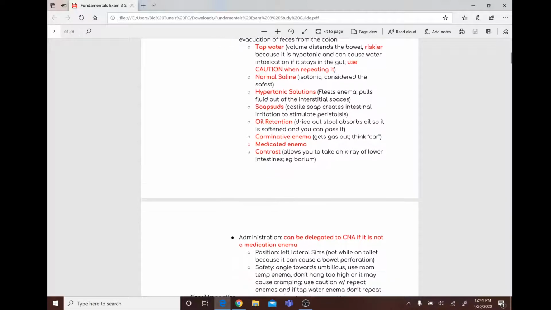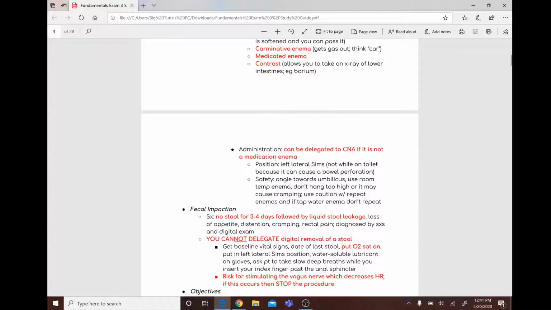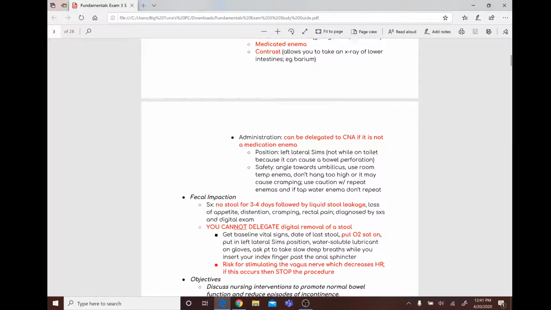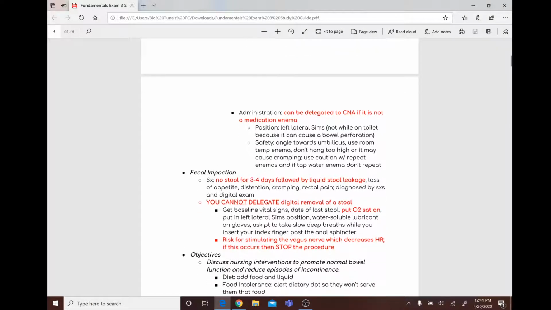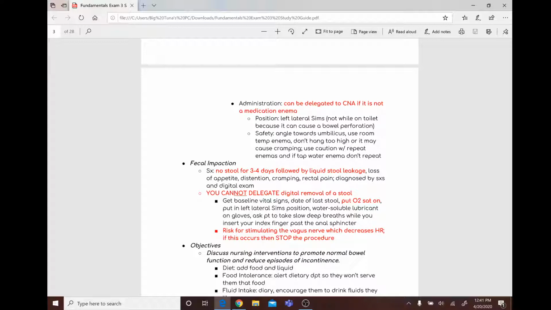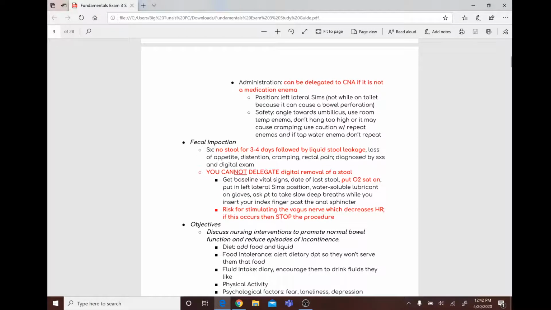Alright, can we delegate enemas? Yes, you can as long as it's not a med. What is positioning for enemas? Left lateral Sims, not while on the toilet because it can cause bowel obstruction. What do we need to know about safety when doing enemas? Angle towards the umbilicus. Use room temperature enema. Don't hang too high or it may cause cramping. Use caution with repeat enemas. And if it's a tap water enema, don't repeat.